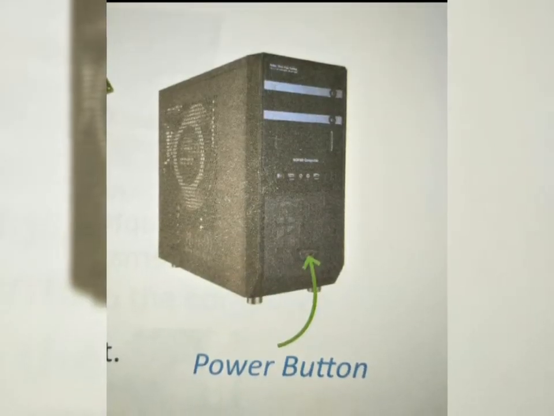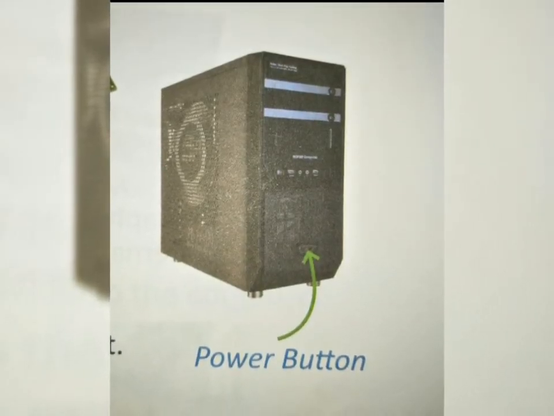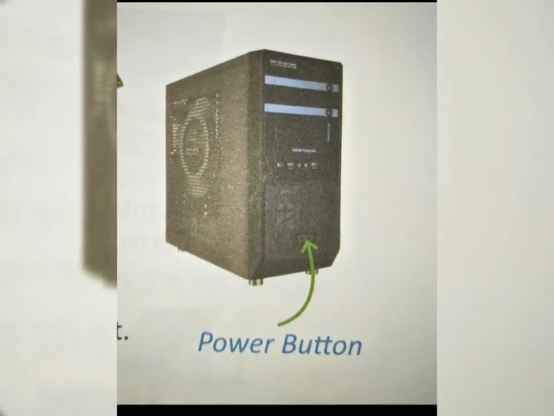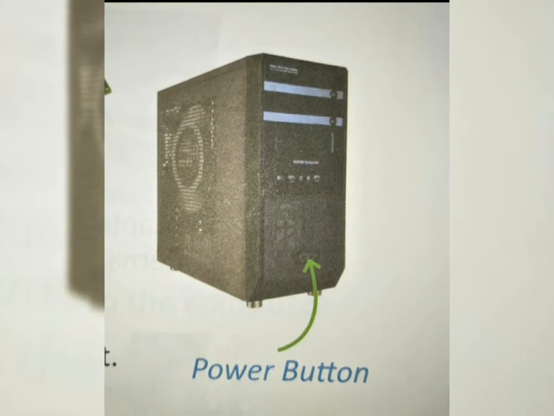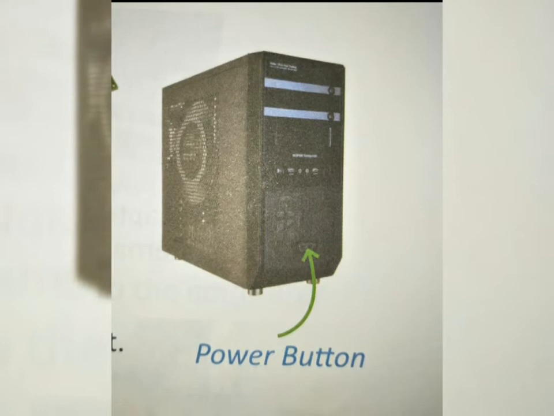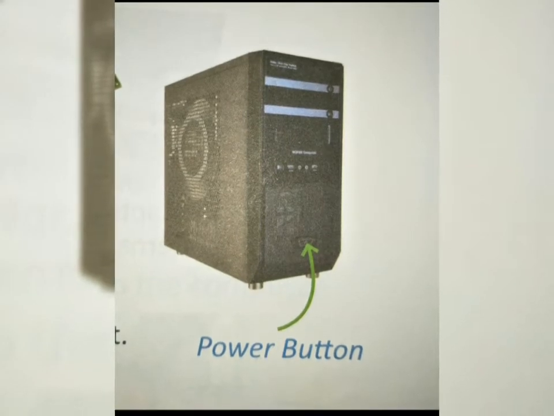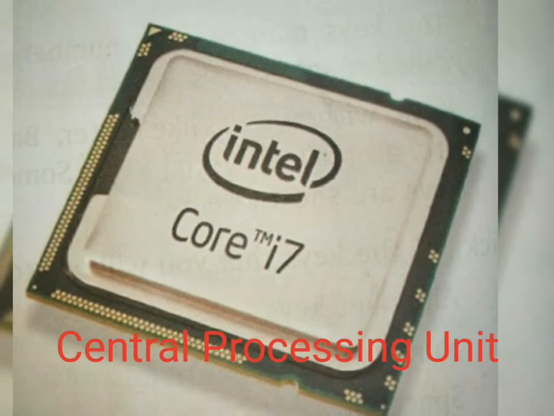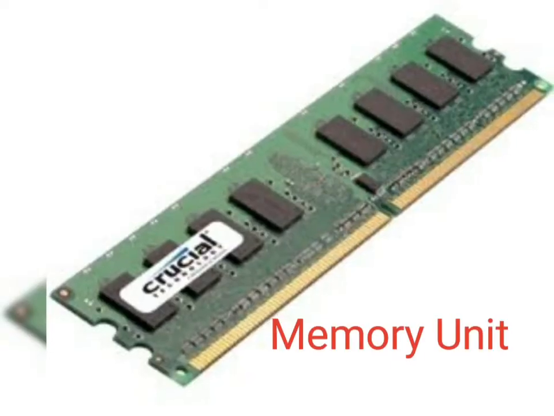The system unit is available in different sizes. This unit is provided with an on or off button which is used to start and stop the computer. The system unit is classified into two parts. First one is central processing unit, you have to learn that, and another is memory unit.